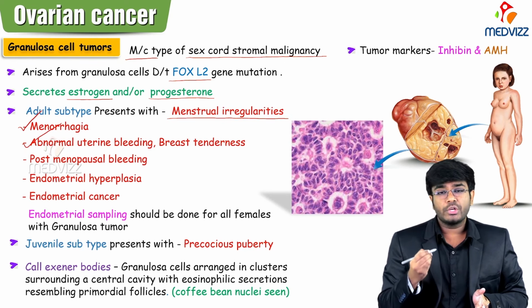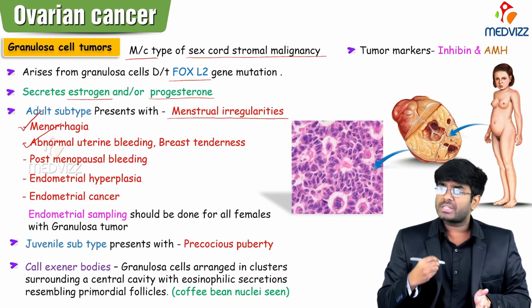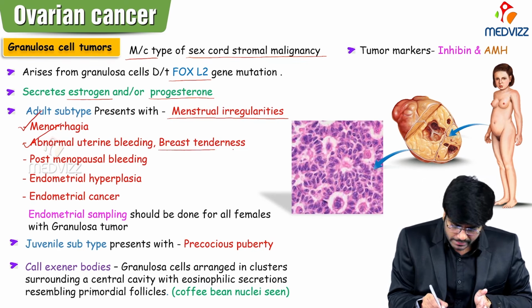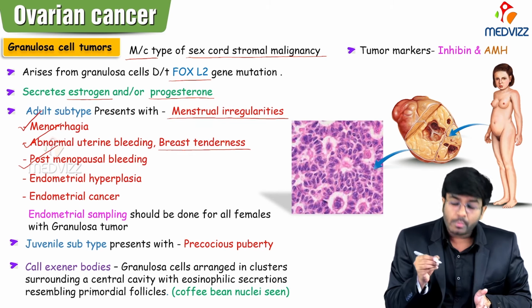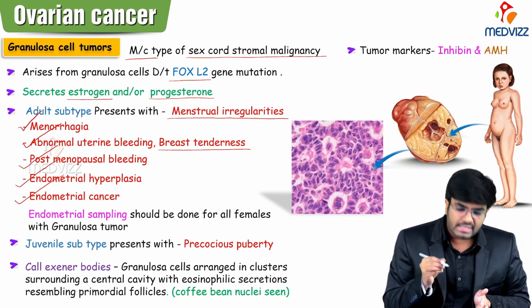Why is there breast tenderness? We know that estrogens act on the breast tissue for proliferation. If there is too much estrogen, that can cause breast tenderness. Okay. It can also be associated with postmenopausal bleeding, endometrial hyperplasia and endometrial cancer.